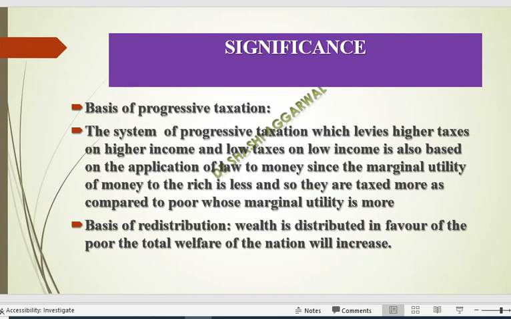It is also the basis of redistribution. Wealth is distributed in favor of the poor. The total welfare of the nation will increase.